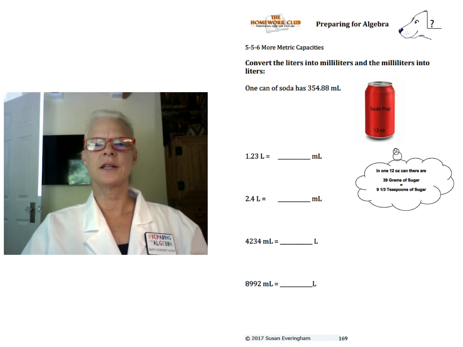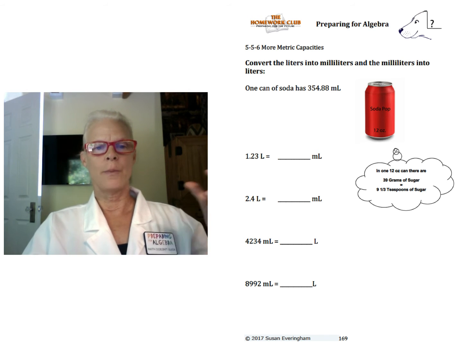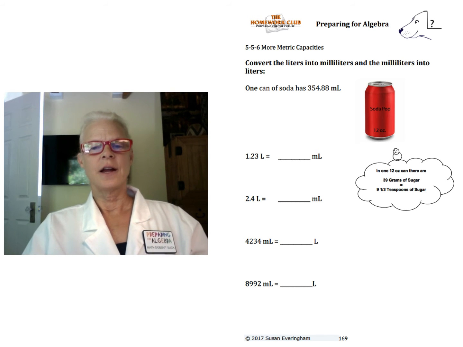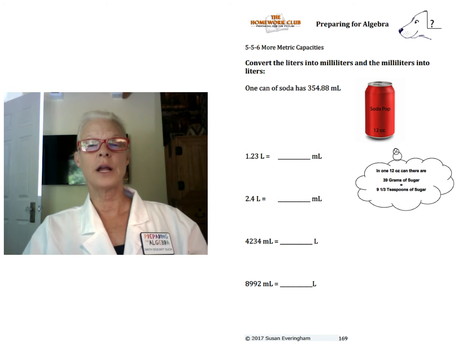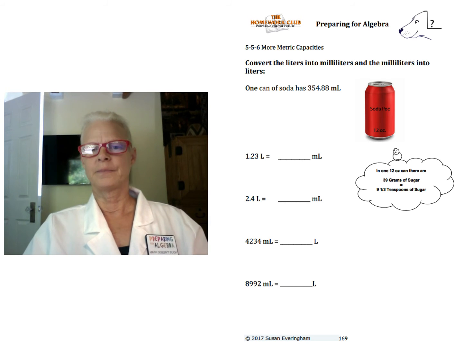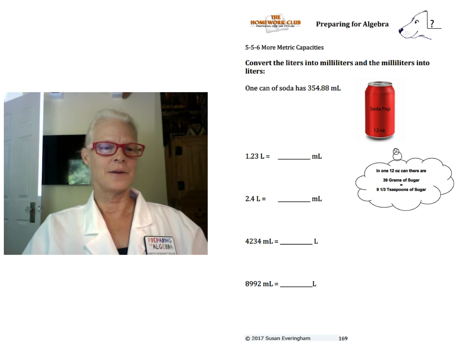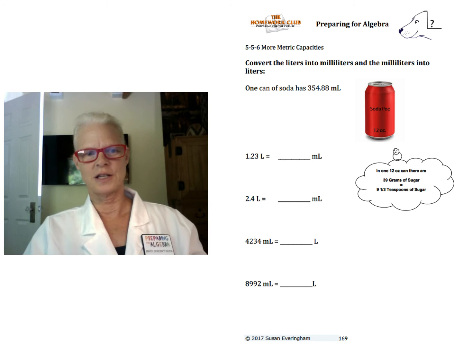169, convert the liters into milliliters and the milliliters into liters. 1 can of soda has 354.88 milliliters. And if you go back to the page before, it will show you the conversion there. So a little bubble fun thing here is in 1 12-ounce can there are 39 grams of sugar, which equals 9 1/3 teaspoons of sugar in 1 can. Now, just give that some pause for thought. Okay, we'll see you on the next page. Go ahead and finish these problems.